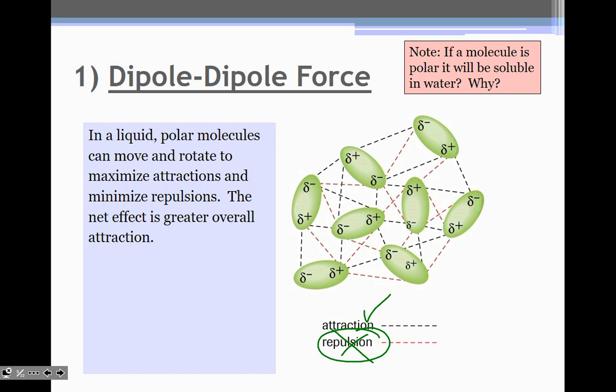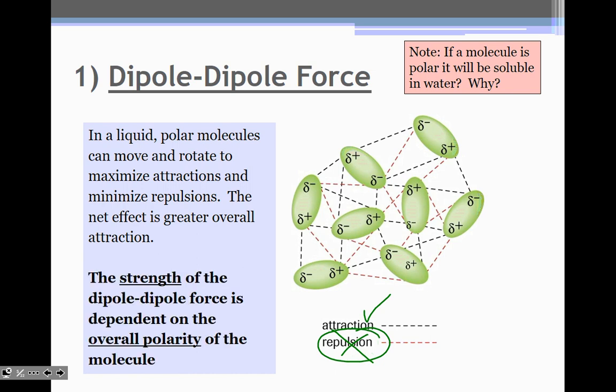And that's why water has things like surface tension. Okay, it's because of these attractions. The strength of the dipole-dipole force is dependent on the overall polarity. So the more polar a substance is, the higher the dipole-dipole force.